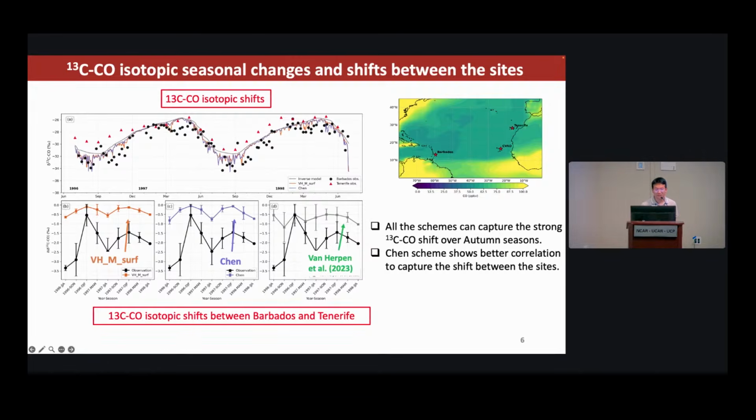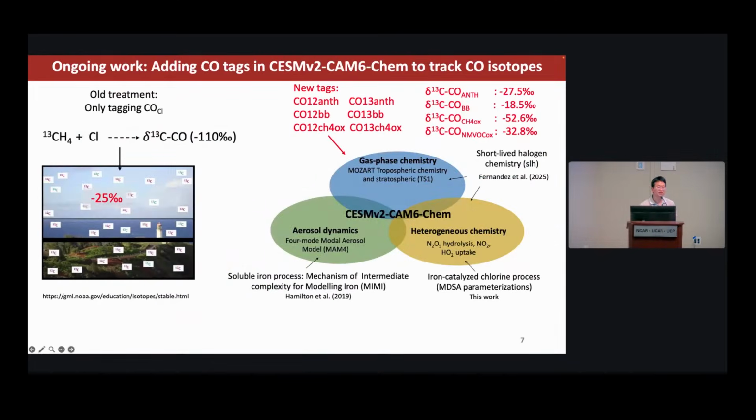However, the current models, they have one simplified treatment. So we are only tagging the CO from the methane reaction with chlorine and calculate the shift in the isotopes based on a background of assuming around minus 25 per mil. So we use a fixed isotope shift from the methane oxidation with chlorine of 110 per mil. A new way is to use a full isotope of different isotope signatures of different CO sources.